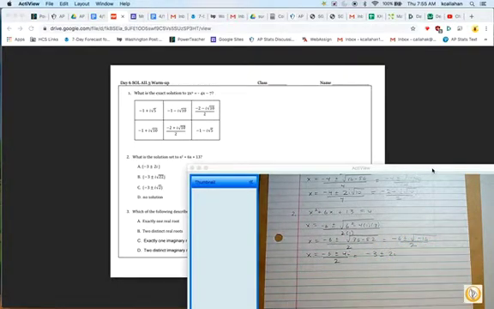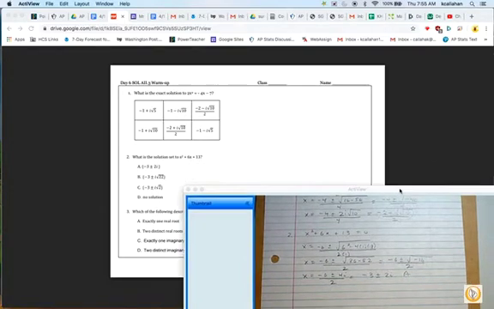Now, if they meant it to be equal 0, then the answer is A. If they wanted you to notice that it's not even an equation, then the answer is D.